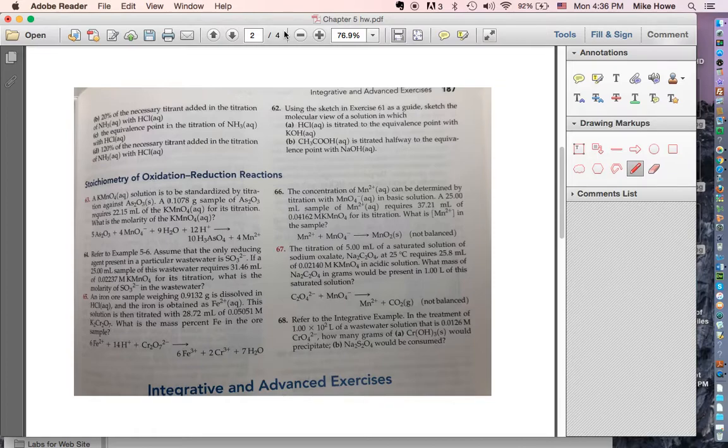Oh, look at that. Okay, now 63 and 66 and 67. So in 63, you got this equation, and it's balanced for you. So you know this many grams sample of the diarsenic trioxide, so you're going to have 0.1078 of that.